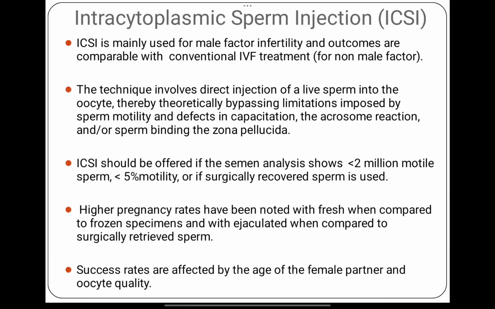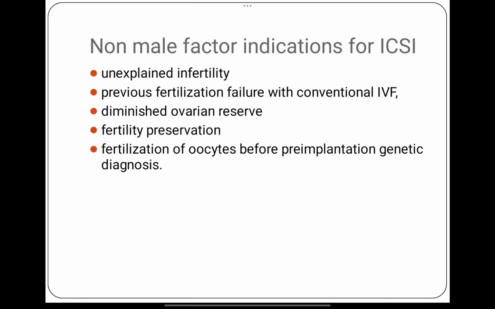ICSI is intracytoplasmic sperm injection used for male factor infertility, and outcomes are comparable to conventional IVF. The technique is we directly inject a live sperm into the oocyte, therefore bypassing the limitation imposed by sperm motility and defects in the capacitation, acrosomal reaction, and sperm binding to the zona pellucida. It is offered if the sperm count is less than 2 million, sperm motility is less than 5%, and if the sperms have been isolated by surgical recovery. Higher pregnancy rates are there because we are directly injecting the sperm into the oocyte, and the success rates are affected by the age of the female partner and the oocyte quality.